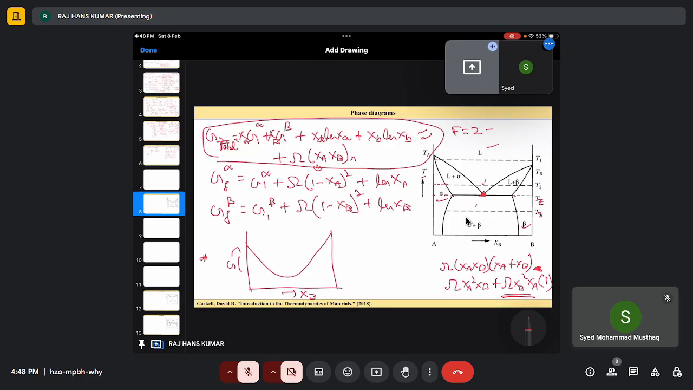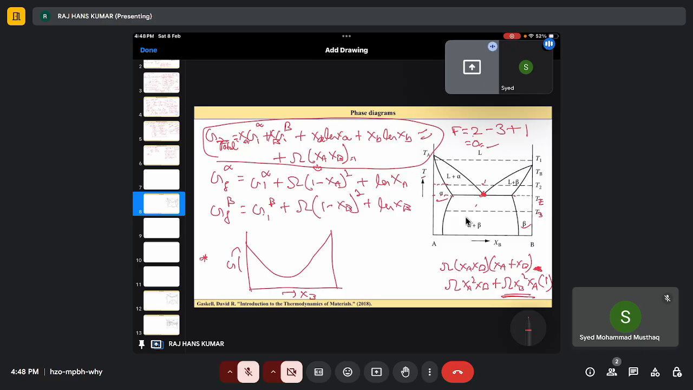How many are my phases? Three. Plus my pressure is constant here, so my only variable is temperature. So it is 2 plus 1 minus 3, 3 minus 3 equals 0. This is the invariance point. Even if you change any term, it will not change unless you change the pressure.